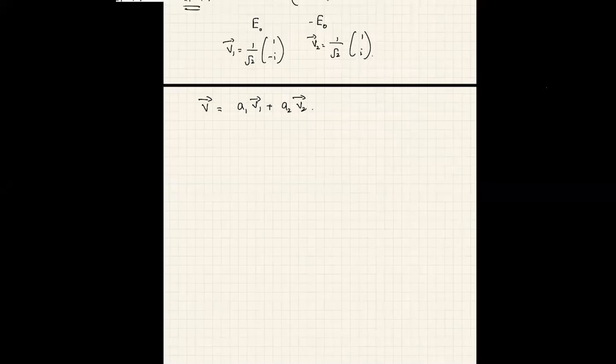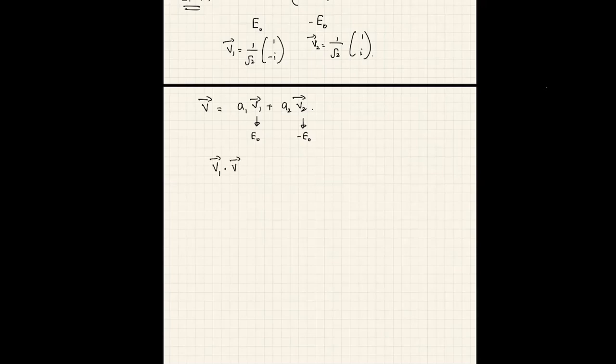So here's the way you measure this. Notice that V1 is the eigenvector corresponding to the first eigenvalue E0, and V2 is the eigenvector corresponding to the second eigenvalue minus E0, okay? Now, you ask yourself, what is the amount of V1 in V and what is the amount of V2 in V? This question you can easily answer because you know how to project vectors. So to understand what is the amount of V1 in V, all I have to do is take the dot product of V1 with V. So I should simply take V1 dot V.